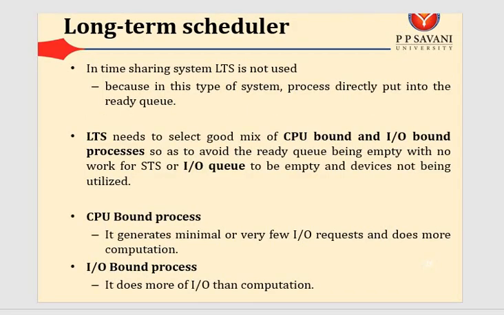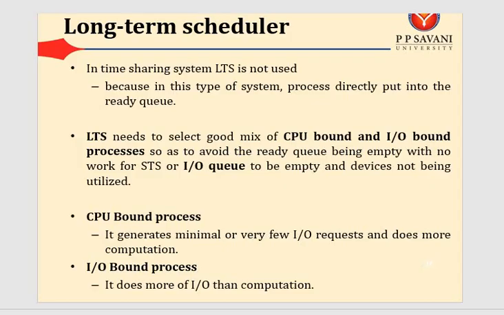In a time sharing system, a long term scheduler is not used. Why? Because in this type of system, processes are directly put into the ready queue. So in a time sharing system, LTS is not used. LTS needs to select a good mix of CPU bound and IO bound processes so as to avoid the ready queue being empty with no work for the STS, or the input output queue being empty and devices not being utilized.